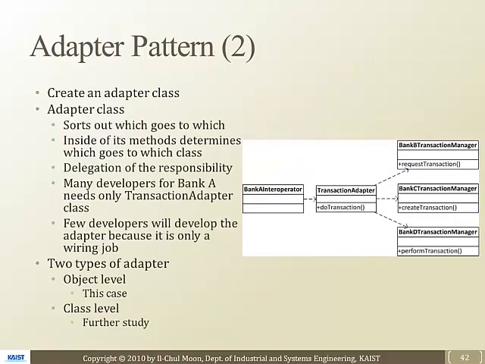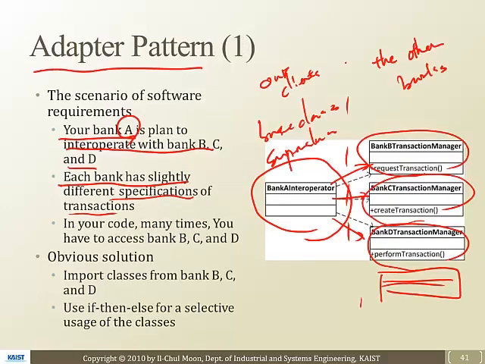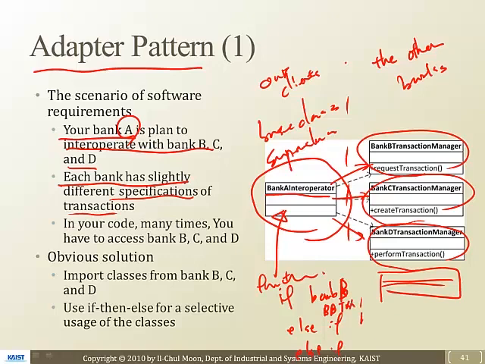And then how to do that? Before we go further, I forgot to explain one thing. Within the bank A interoperator, in one of these functions, there will be the if-else compound. If we are dealing with bank B, then we use bank B transaction manager. If we are dealing with bank C, then we are going to use bank C transaction manager. And if we are dealing with bank D, we are going to use bank D transaction manager. So we have this if-else compound, right?